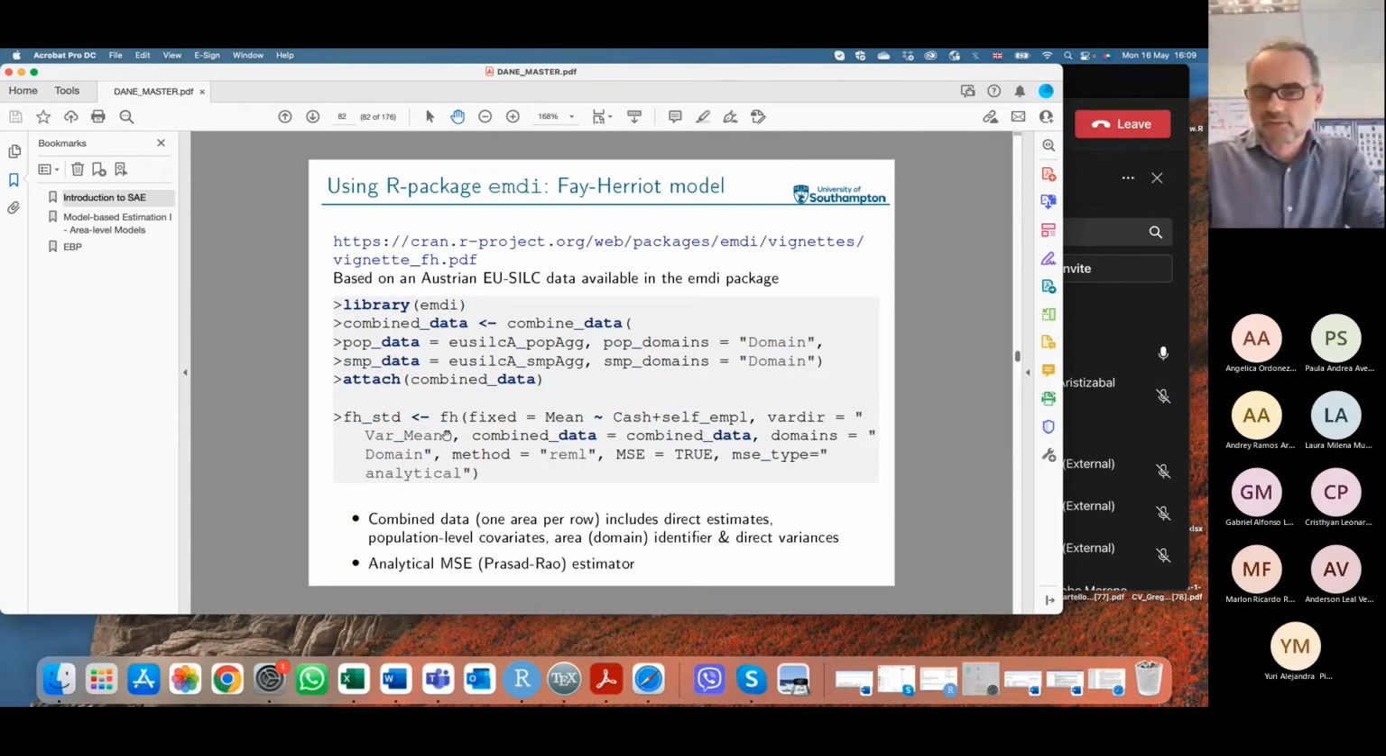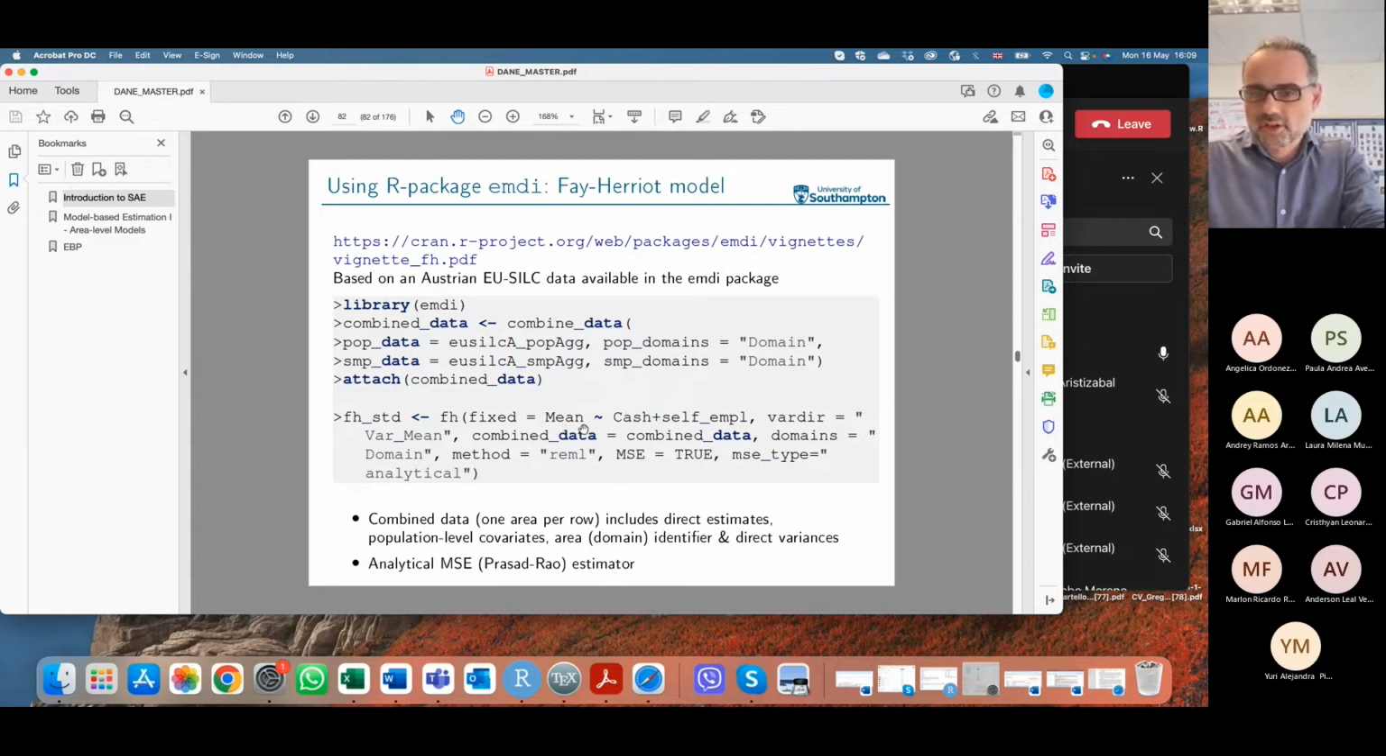The important aspect here is that in EMDI, the Fay-Herriot model is estimated using the function fh. So if you want to ask EMDI to estimate an area level Fay-Herriot model for you, then what you need to do is to use the function fh. What do you need to specify in the function? You see that the structure here is very close to fitting a regression model in R. You need to specify the fixed part of the model. What is the fixed part of the model?